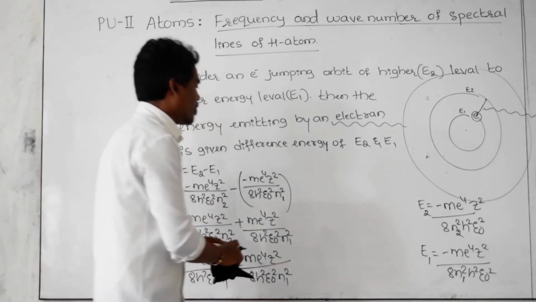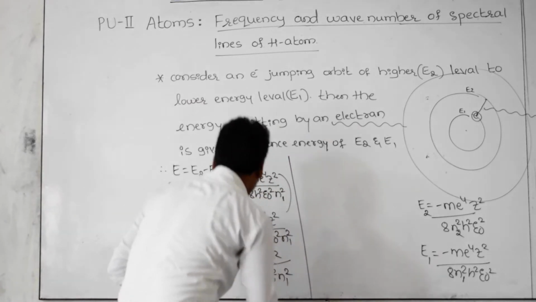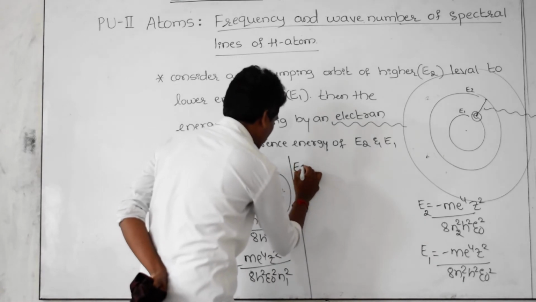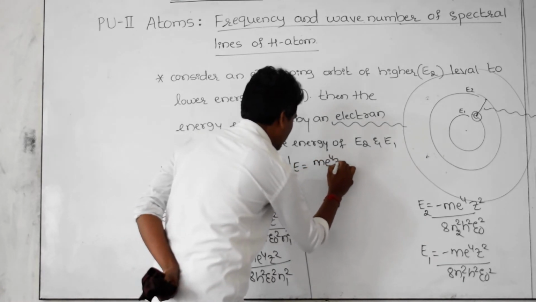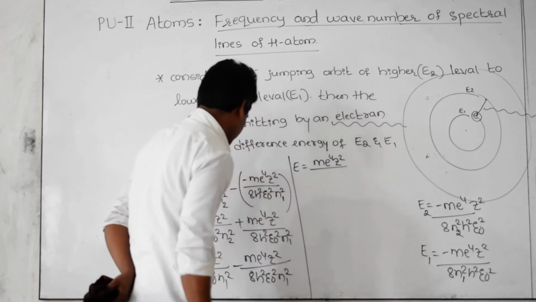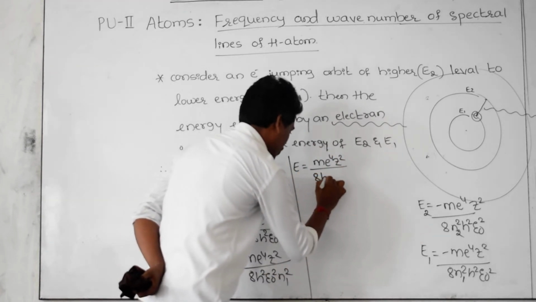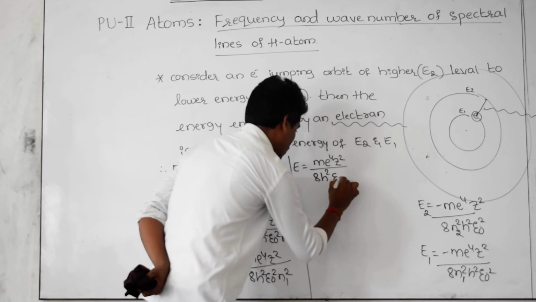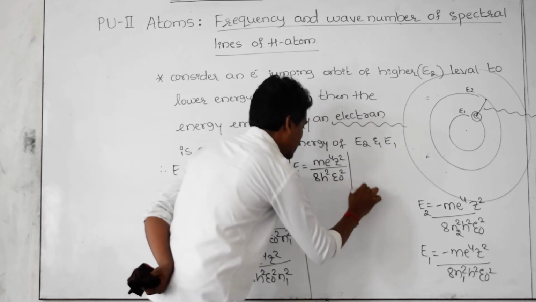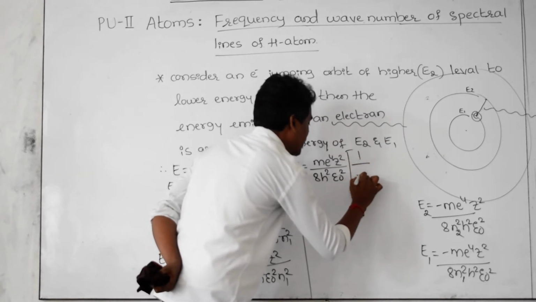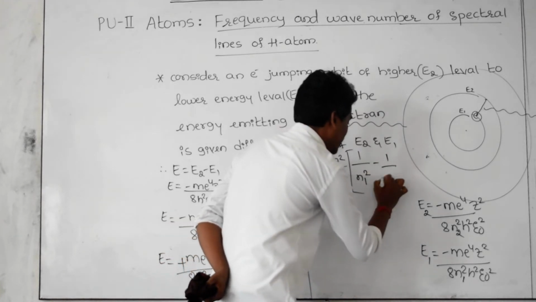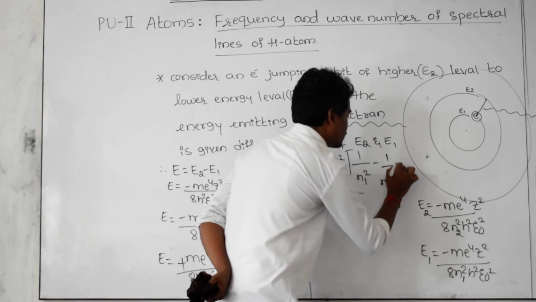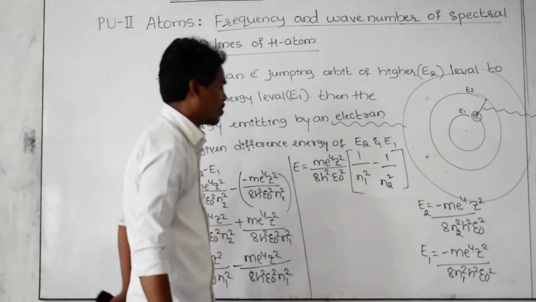If you take the common here, that becomes E is equal to m e raised to 4 z square divided by 8 h square epsilon naught square into 1 divided by n1 square minus 1 divided by n2 square. This is the formula here.